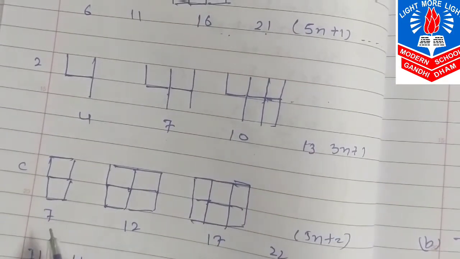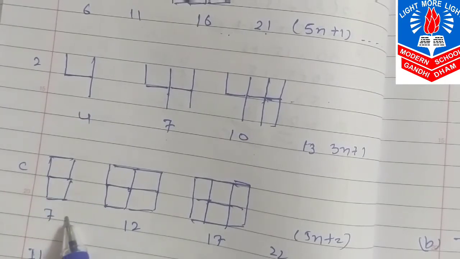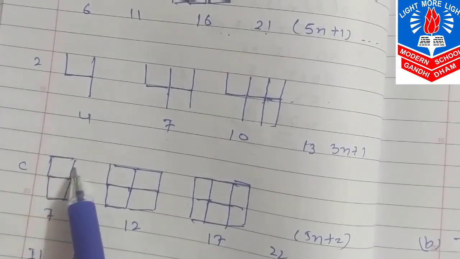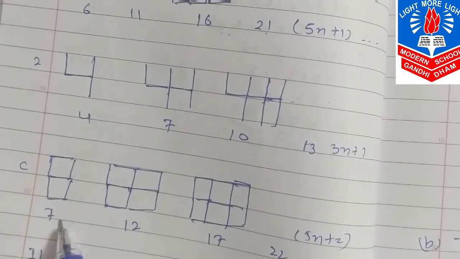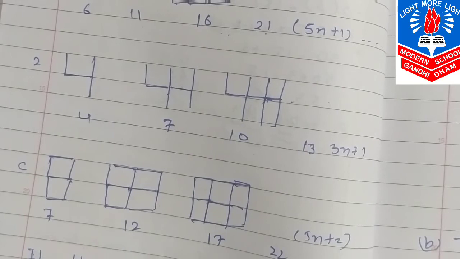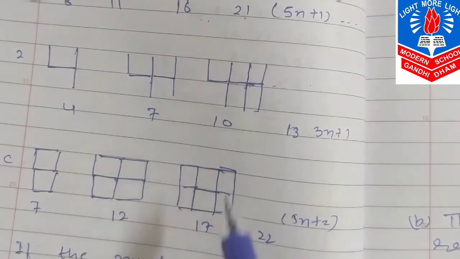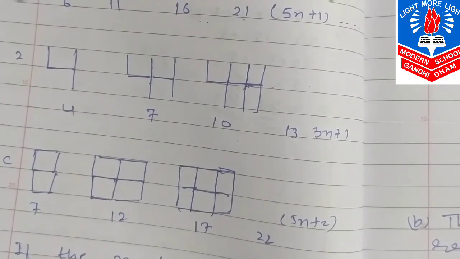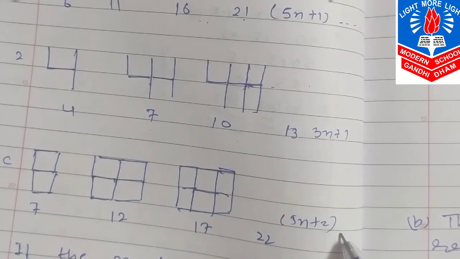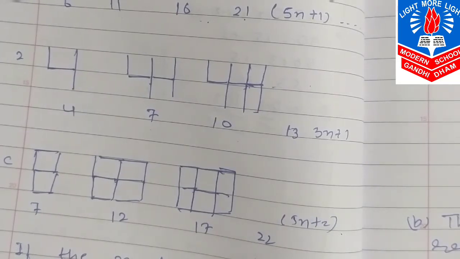And see when this pattern, here 7 line segments are given, 1, 2, 3, 4, 5, 6 and 7, then 12. It means 5 line segments are increased. Here also 5 increase. 12 after 7, then 17, it means 5. Then 17 after 22. This pattern is shown in your textbook. So please students open your textbook. Then 5n plus 2. Okay. These figures and this general formula.